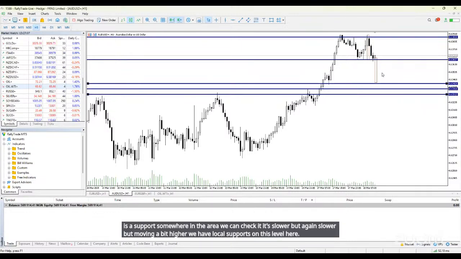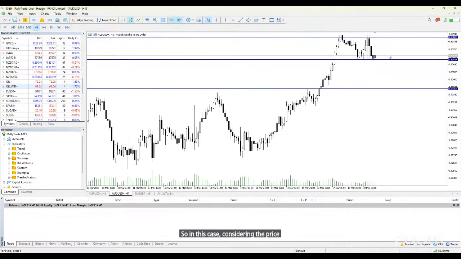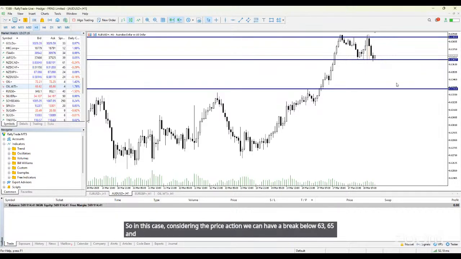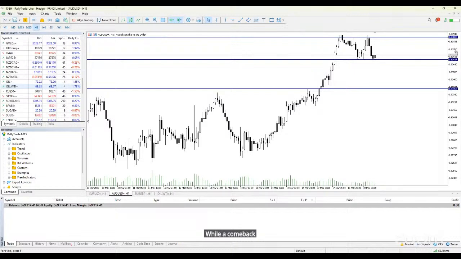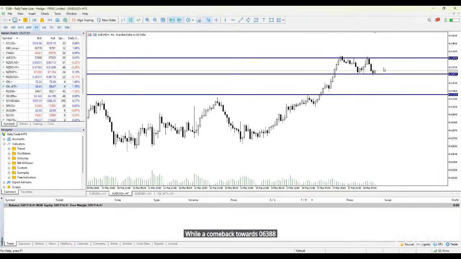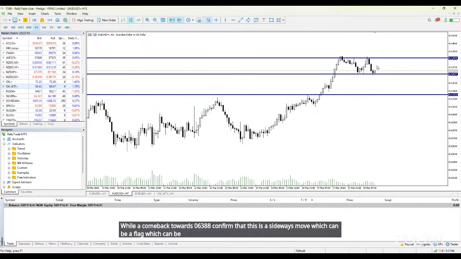So in this case, considering the price action, we can have a break below 0.6365, and this would be a strong selling signal for targeting 0.6336, while a comeback towards 0.6388 confirms that this is a sideways move, which can be a flag, which can be a pennant, which are different types of geometrical figures on the chart, waiting for a break above 0.6388 with a target towards 0.64. Again, support resistance, very simple.